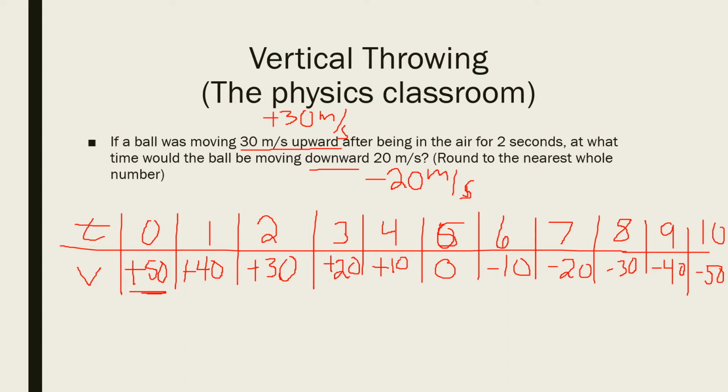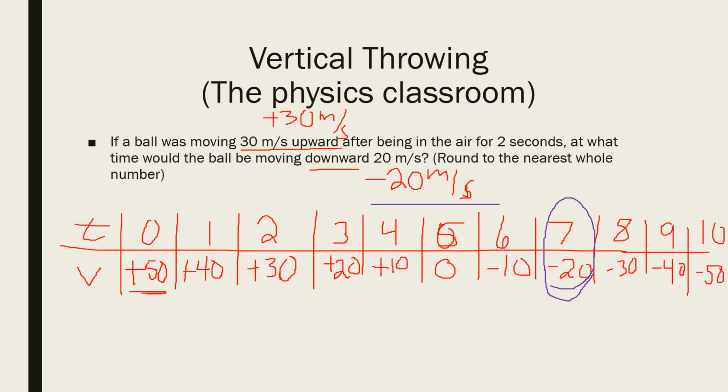And getting back to the actual question, I want to know what time the ball is going negative 20. 7 seconds. Okay? And don't forget the symmetry here. What's the other time it's going 20 meters per second? The other time it has a speed of 20 is 3. But the difference between 3 and 7 is that 3 is going up, 7's coming down.